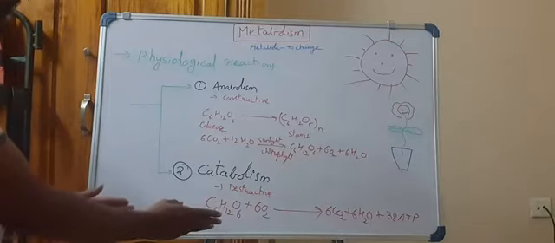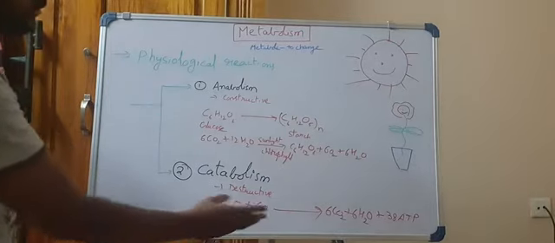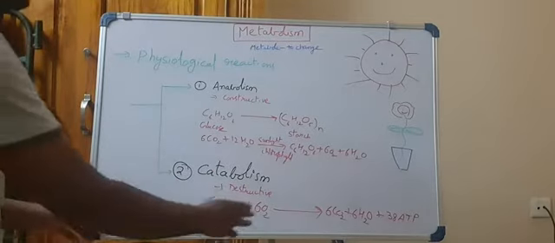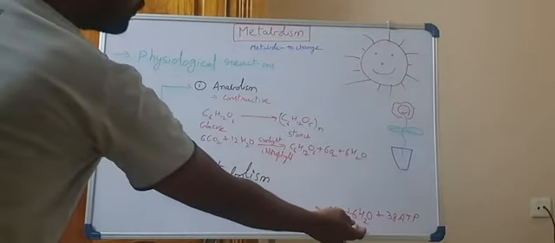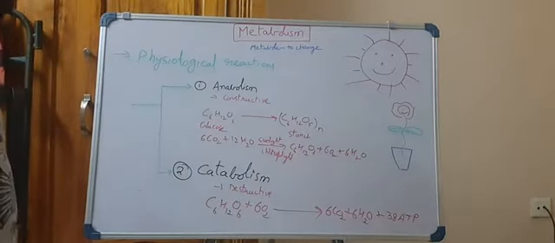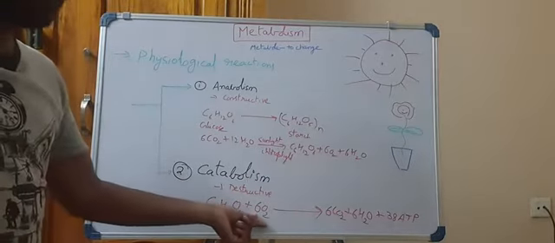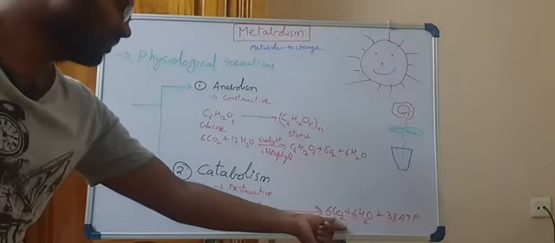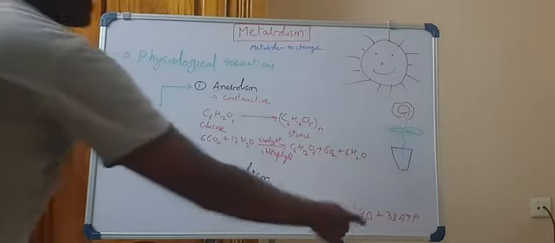So here, glucose in the presence of oxygen, we call it aerobic respiration. It breaks down to CO2 and H2O, and 38 ATP of energy is given. So you know well about respiration. In respiration, we take in oxygen and we release carbon dioxide. So along with that some energy is released.